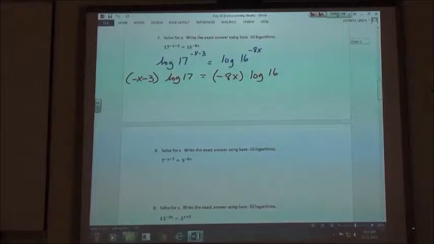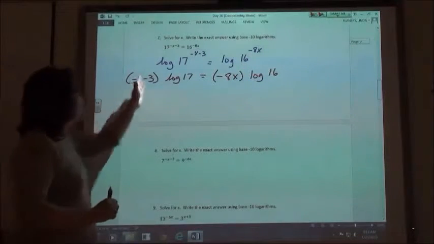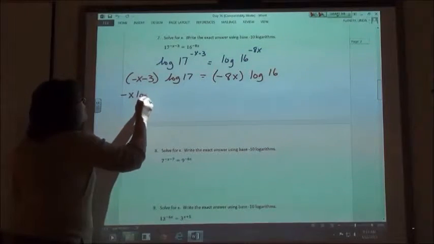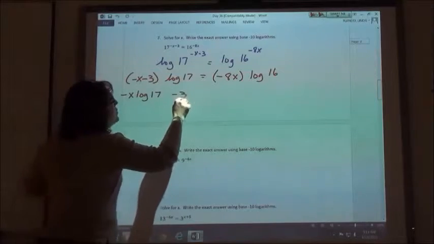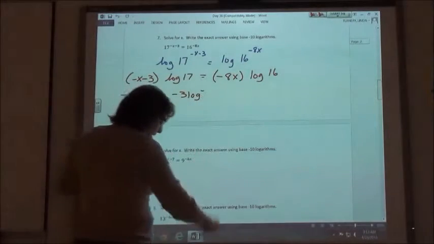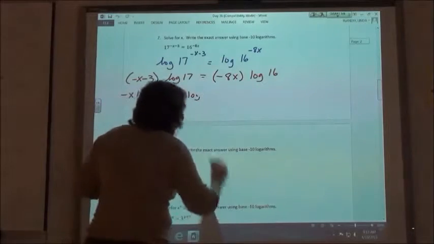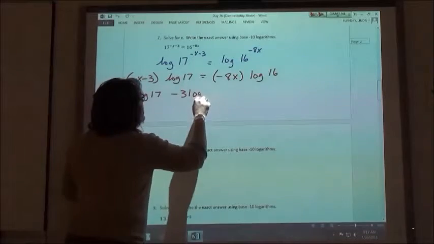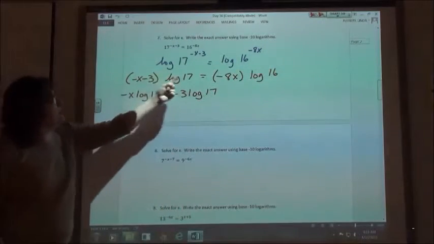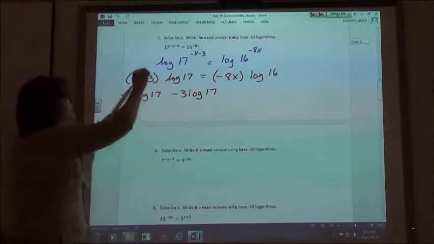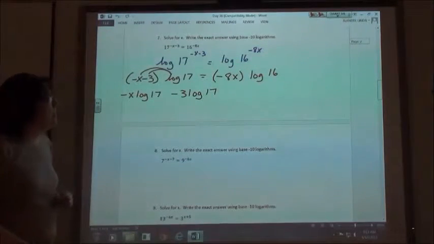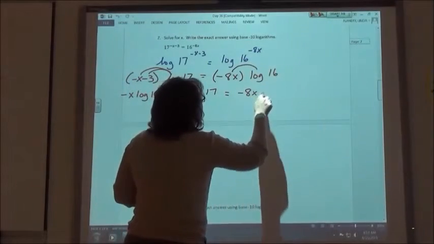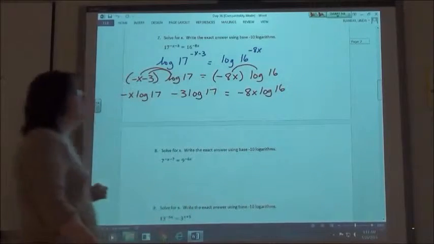Okay, now because we have log on both sides, what we have to do is use our distributive property and get rid of our parentheses. So this is going to go negative x log of 17 minus 3 log of 17. So I took this times that, using my distributive property, right? Equals. On the other side, I just have one thing, so I can just get rid of my parentheses there and make that negative 8x log of 16.